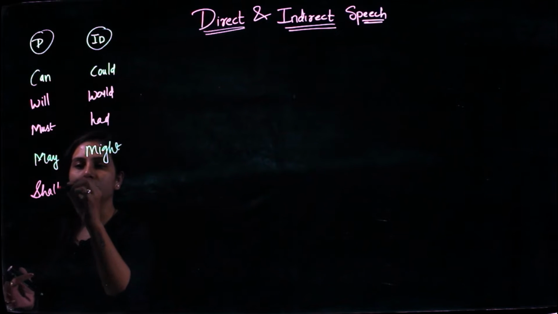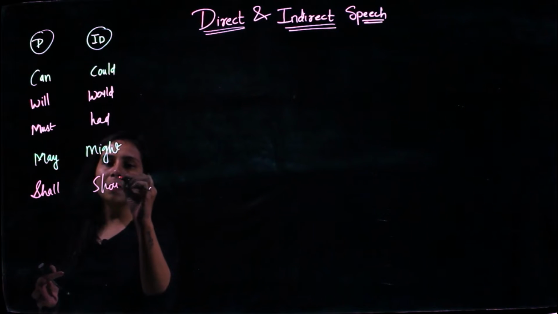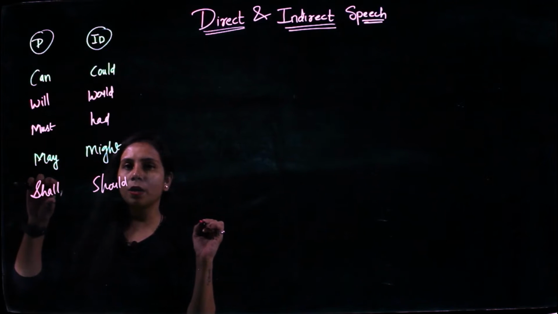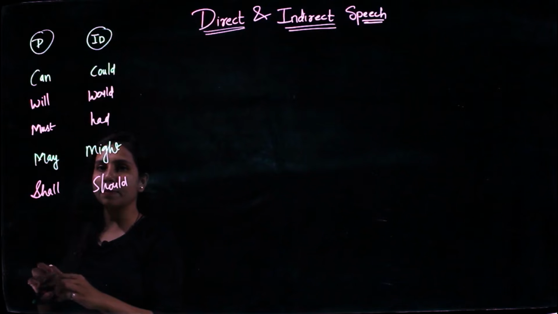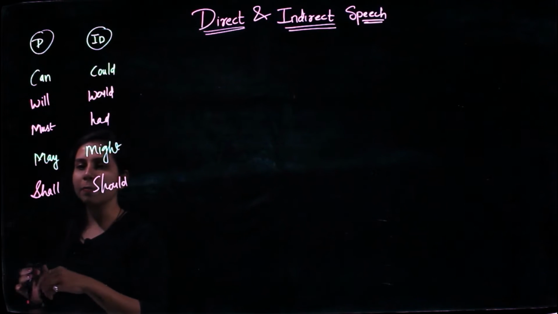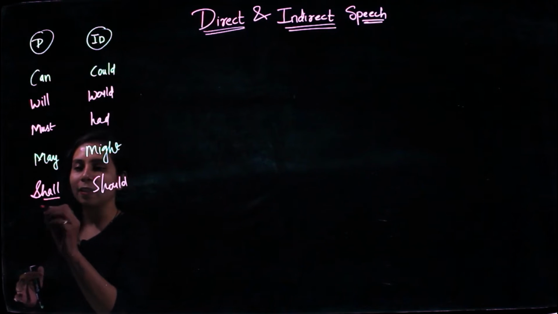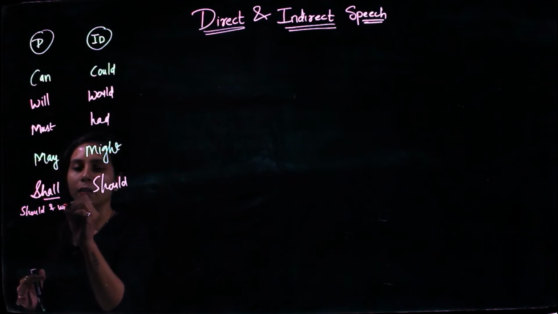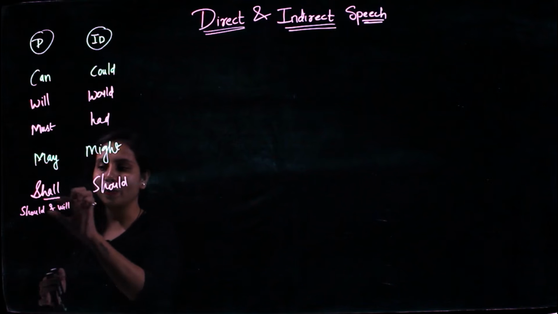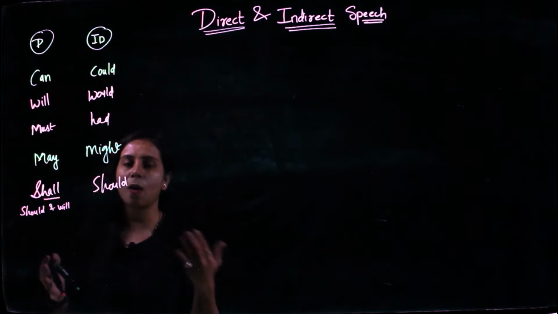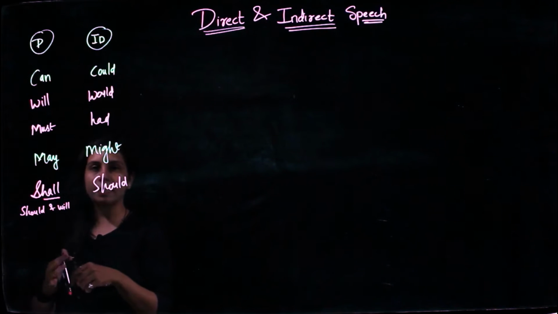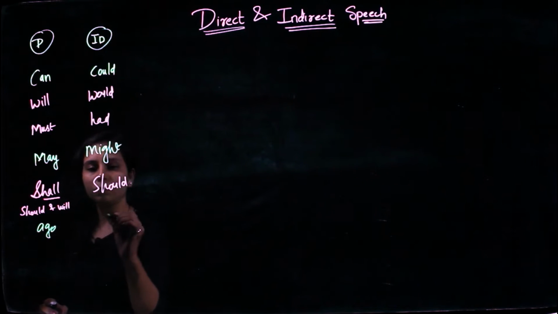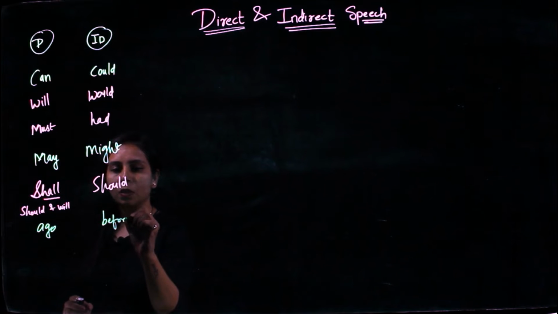Shall, should. Many people call it shawl, but you had better call it shall because it has an a in between. Sometimes I have decoded it this way, that shall stands for should and will. I should do it and I will do it. That's when we use shall. This is how I understand it. You can utilize it. The meaning stays the same. Okay. Ago, before. All right.